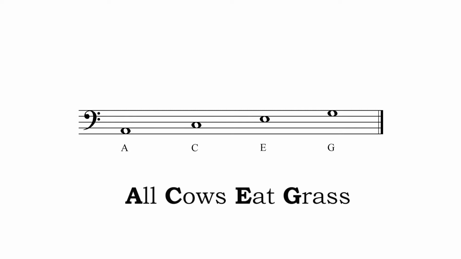The spaces of the notes on the bass clef are A, C, E, and G. They also can be remembered by a phrase, "All cows eat grass."